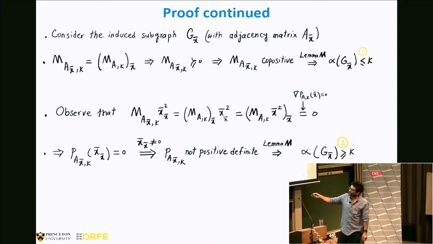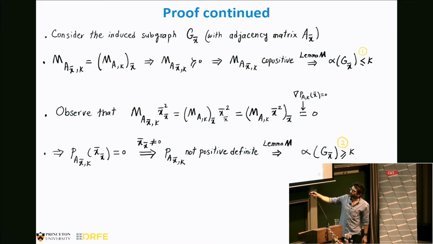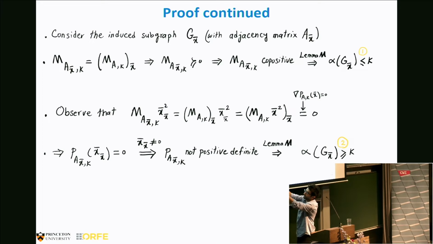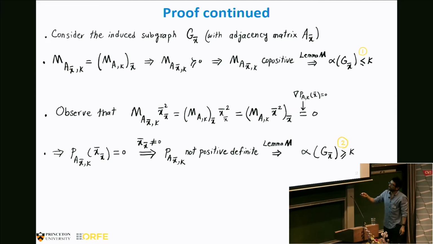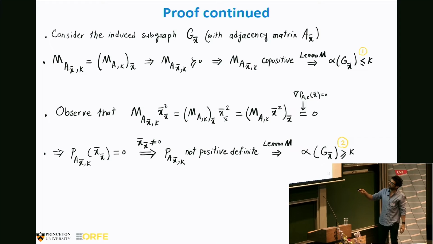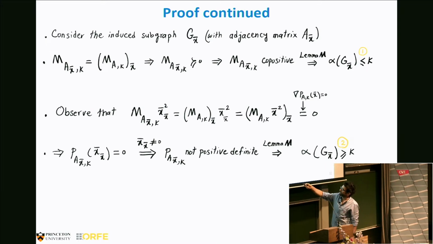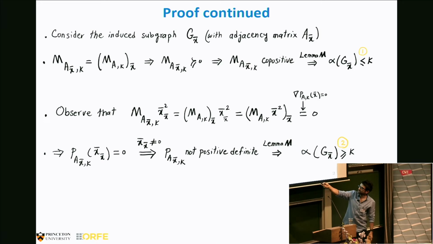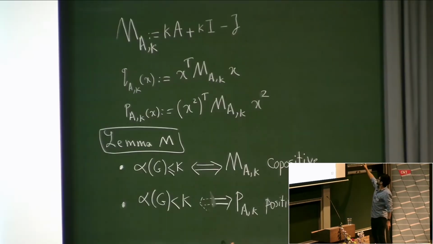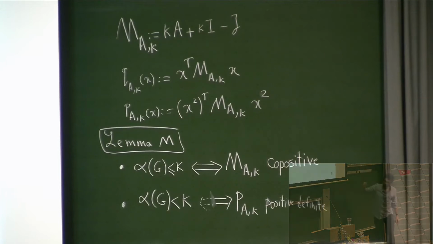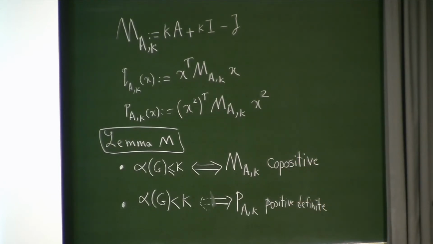Because if you look at now this quartic polynomial restricted to this adjacency matrix, so this is a quartic polynomial in fewer variables, right? In the variables in the support of x bar, this has to be 0 at this vector because this polynomial is nothing but this vector multiplied on the left by the same thing transposed, by the x bar squared, x bar squared transpose, right? Okay, but that means that this polynomial is not positive definite because it vanishes at a non-zero point. And one last time by this lemma, the contrapositive, I have that alpha of this smaller graph is more than or equal to k.